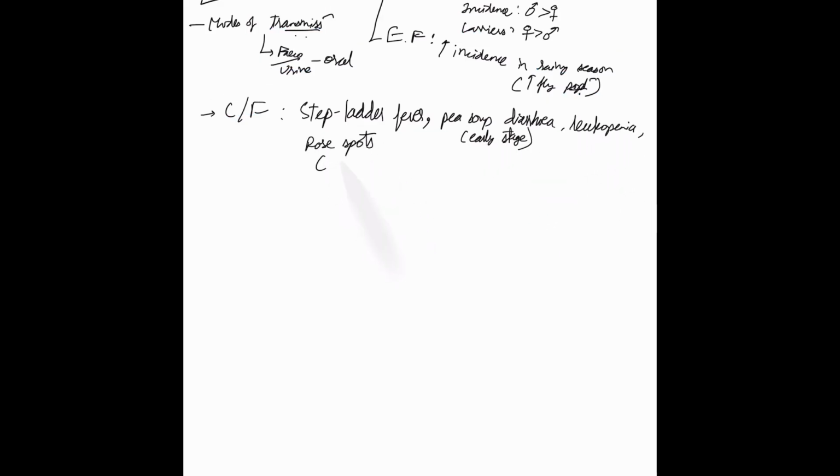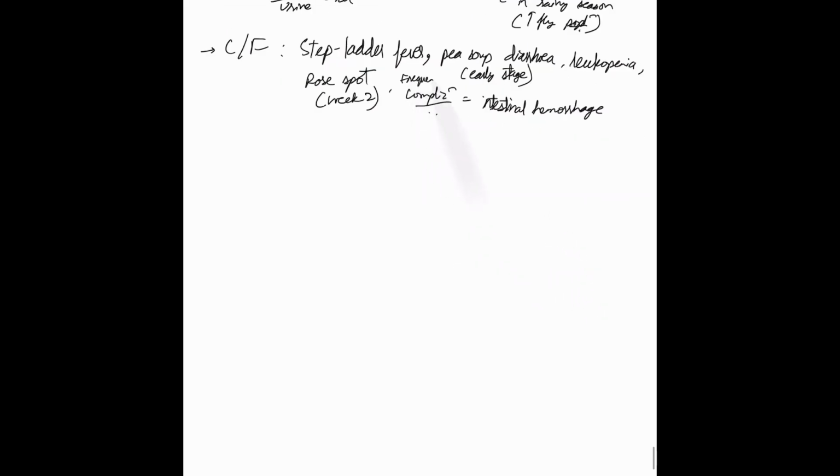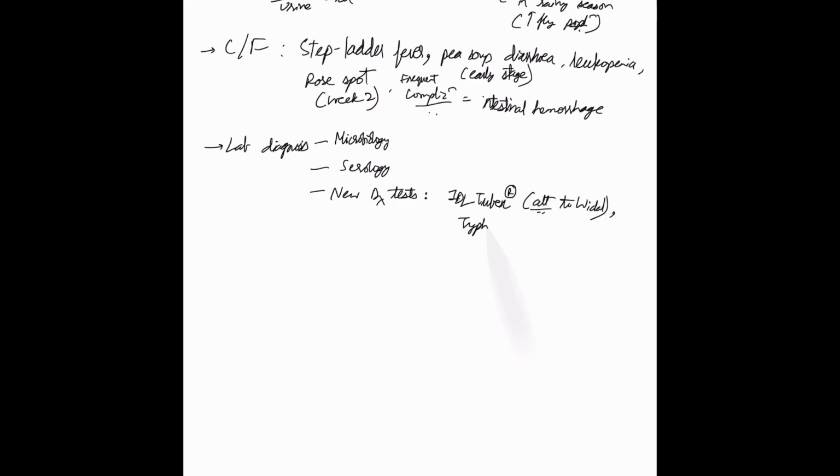The clinical features, the keywords here are stepladder fever, pea soup diarrhea in the early stage, leukopenia, rose spots during the second week. They describe this rash in detail. And then the most frequent complication is intestinal hemorrhage, which can be fatal sometimes. Lab diagnosis involves microbiological analysis, serological analysis, and there are new diagnostic tests like IDL Tubex, which is a new alternative to Vidal, and Typhi.M.